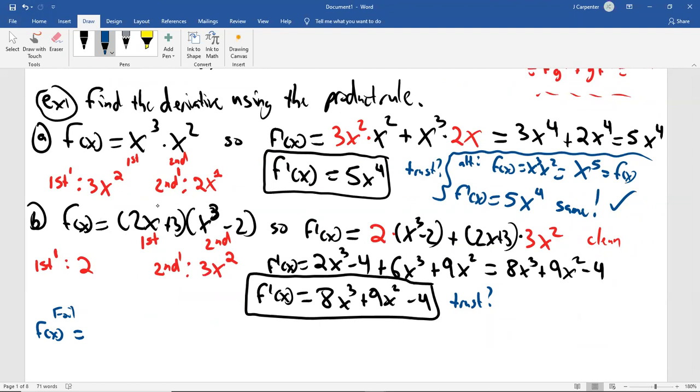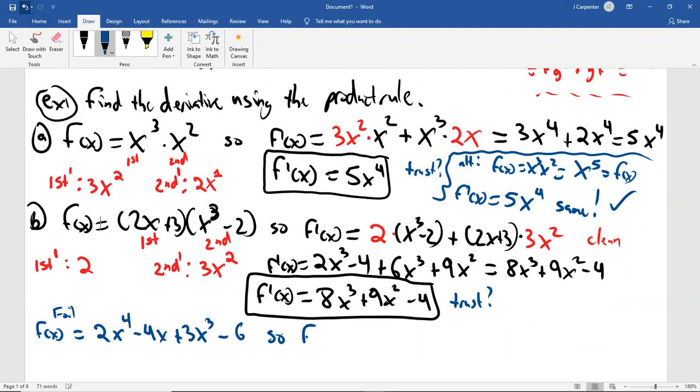So the 2x times the x cubed would give us 2x to the fourth. Again, that was the 2x times the x cubed. Then the 2x times the negative 2 is a negative 4x. So we've distributed the 2x. We're done with that guy. Now let's distribute the 3. The 3 times the x cubed, that's the inner. We did the first and the outer. So that's going to be, and I don't want to leave that blue cross out, so 3 times x cubed is a plus 3x cubed. Then 3 times negative 2 is a negative 6.